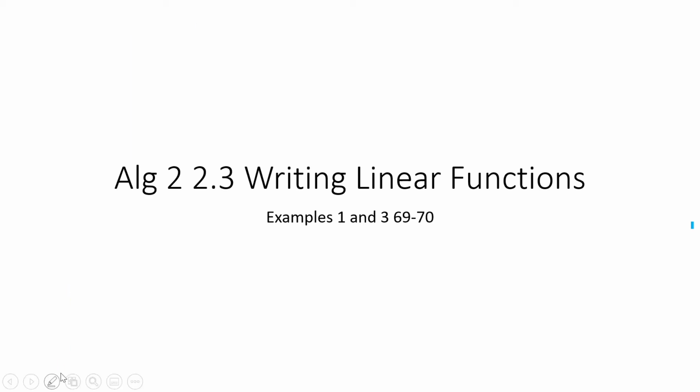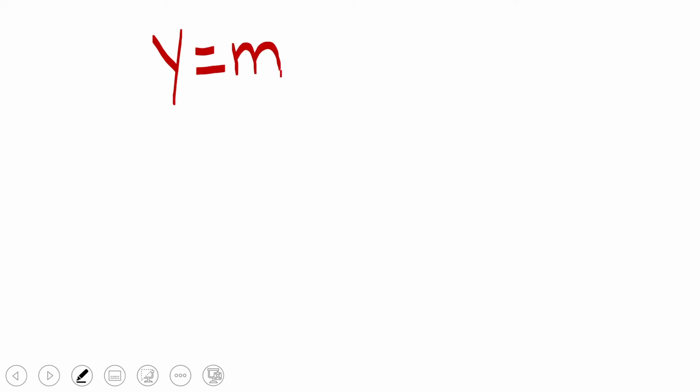Hello class, I'm working out of Algebra 2, 2.3, writing linear functions. We'll be working with examples 1 and 3 on pages 69 and 70. Before we begin, let's look over our slope-intercept form y equals mx plus b and its parts.